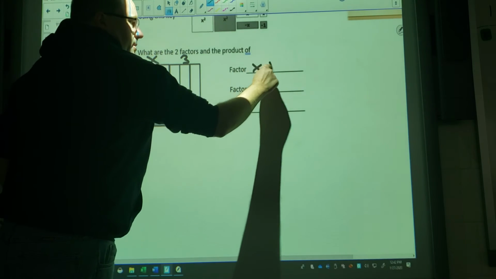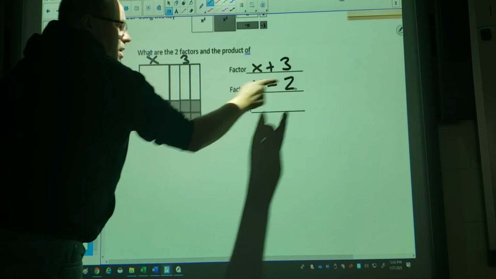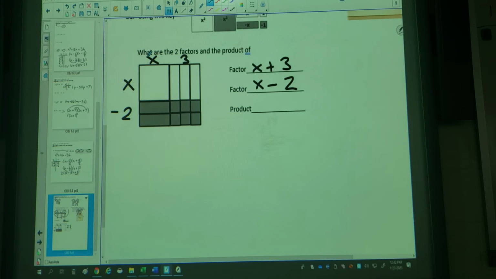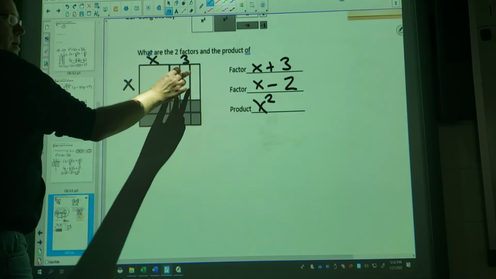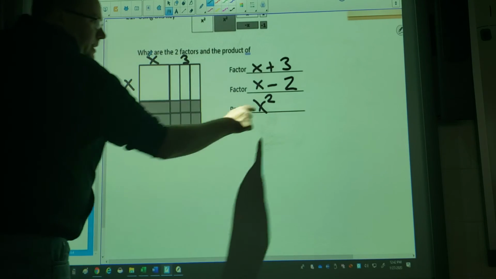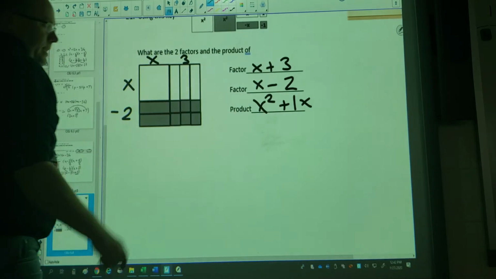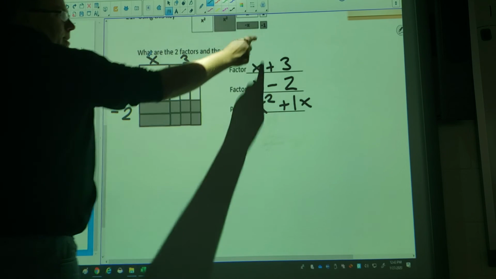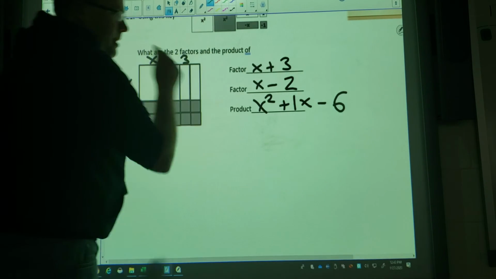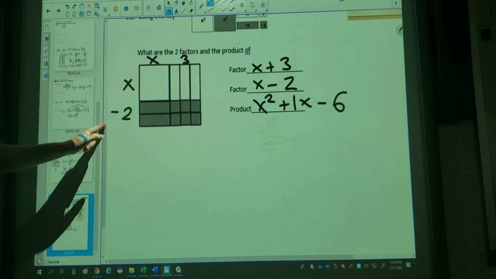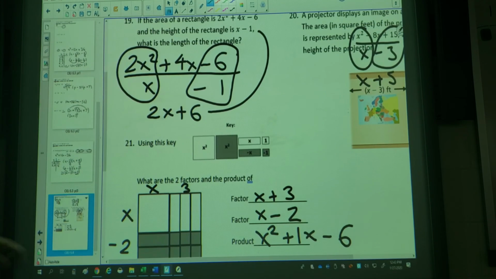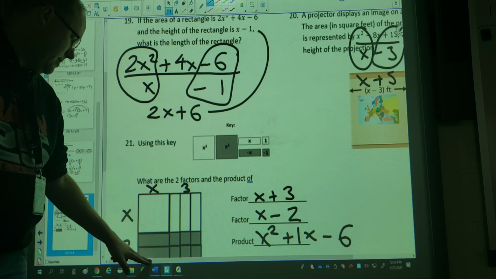So one of my factors is x plus 3. One of my factors is x minus 2. So just the dimensions on the side. And the product, you can either multiply it all together, or just look what we have. We have one big square, x squared. 3 rectangles, take away 2 rectangles, is 1 rectangle. I got 6 little squares left, but you can see that they're colored in, giving you a negative answer. So you can fill that one in as x squared plus 1x minus 6.